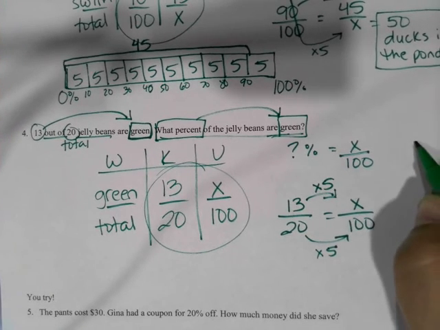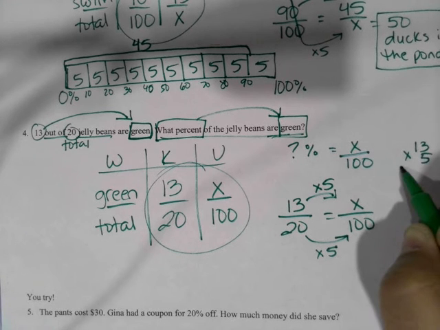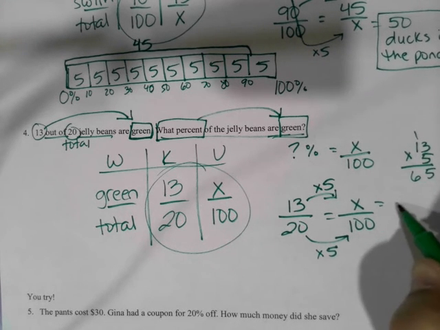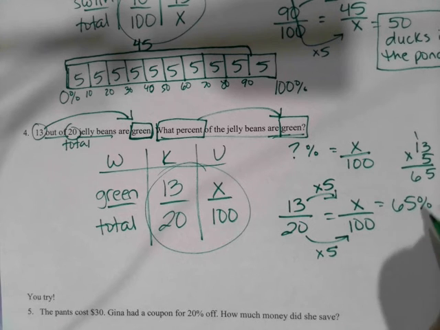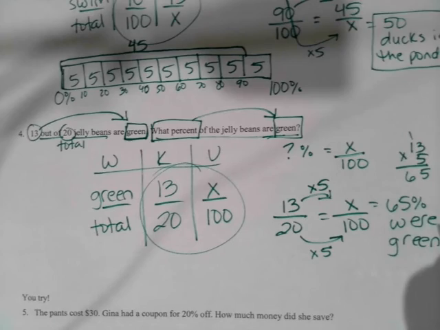So remember, it's okay to show your work. 13 times 5. You would do 5 times 3 first. You get 15. Carry the 1. 5 plus 1 makes 6. So my answer is 65% were green.